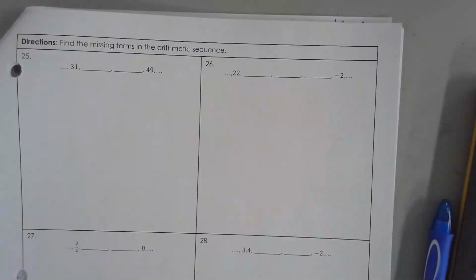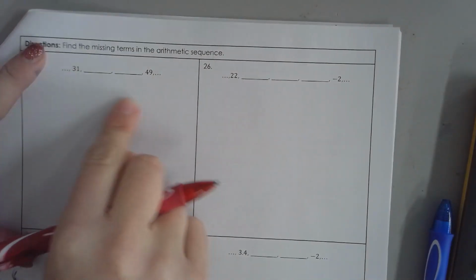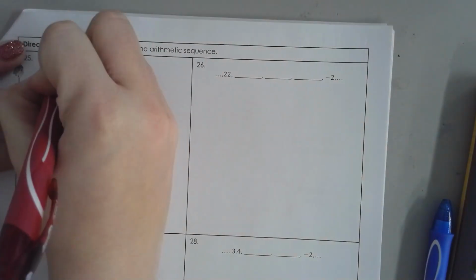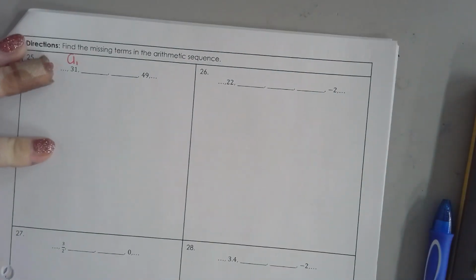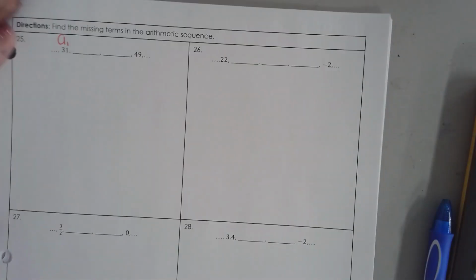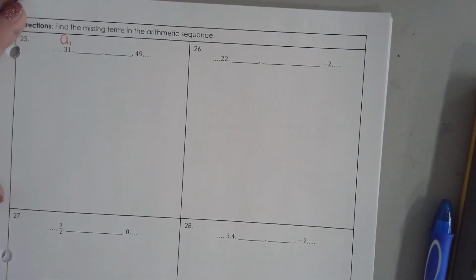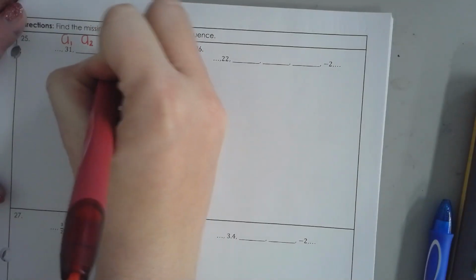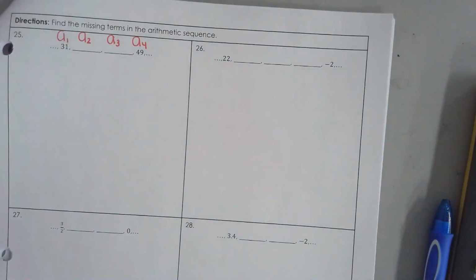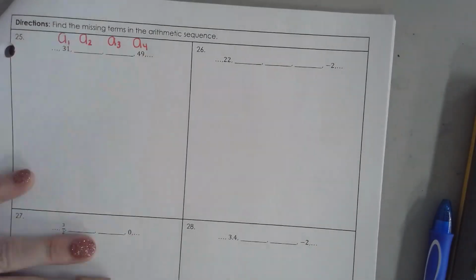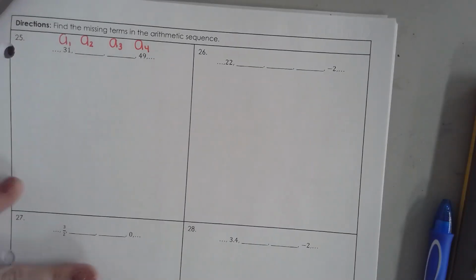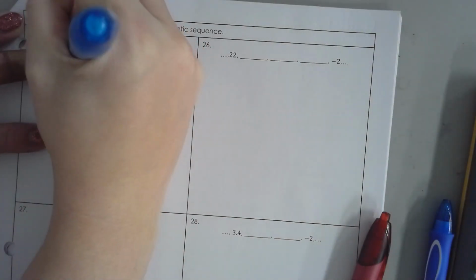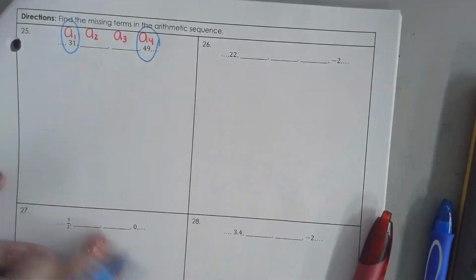So it doesn't matter how we start this, but let's just call that A1. It doesn't matter if it's really A1 or if it's A25. If that's A1, the next one would be A2, then A3, and then A4. You can label them A6, 7, 8, 9, as long as you do 4 in a row. And let's just find the common difference. Do 4 with us.